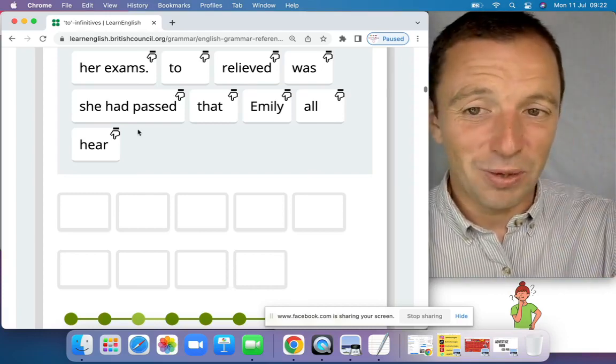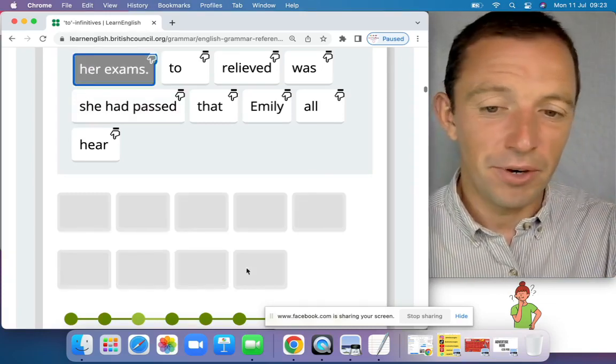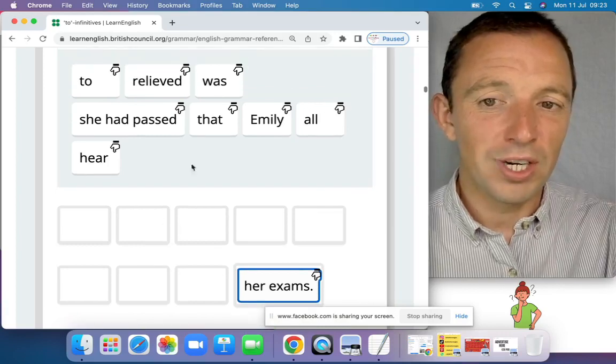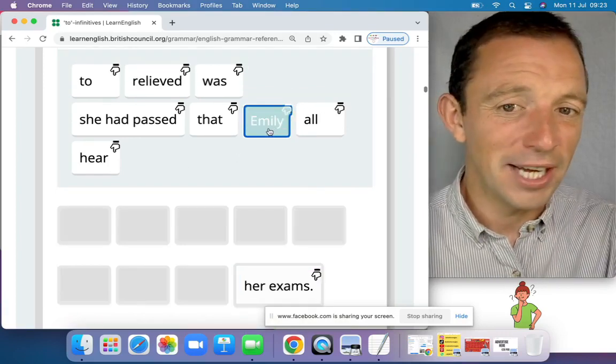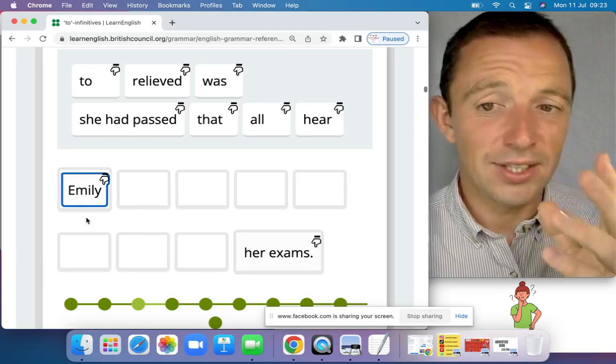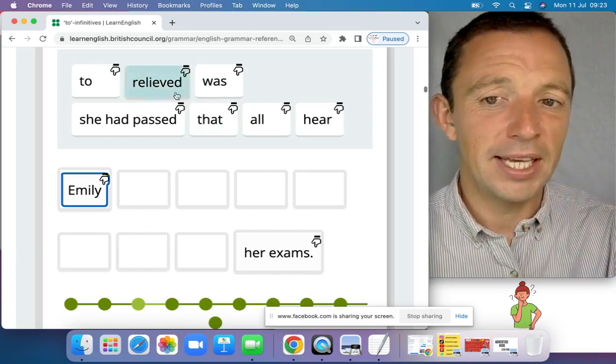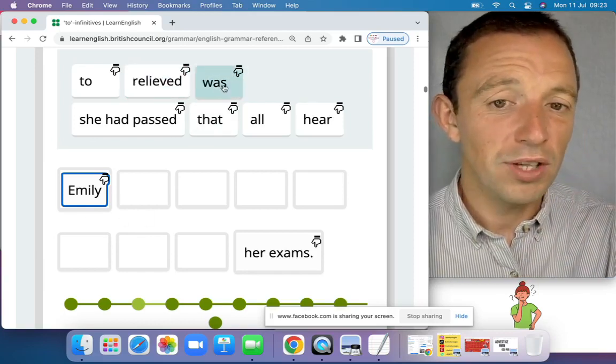Okay, so the last word is the punctuation, the full stop, her exams. The first word is the capital letter, Emily. It's the only capital letter. Emily is the subject, and the verb is the verb was, the verb to be.